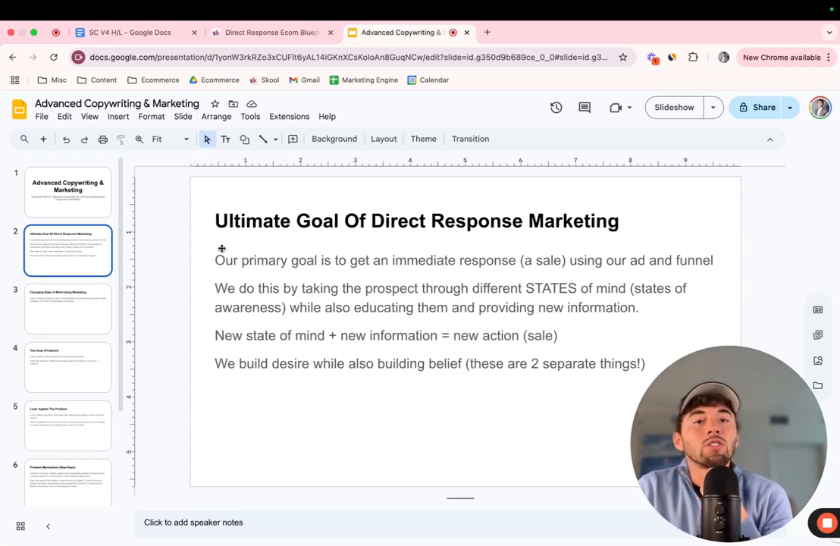And we build desire while also building belief. Those are two separate things that I mentioned. The desire is the emotional side. The belief is the logical or informational side. Okay, and that's pretty much it.